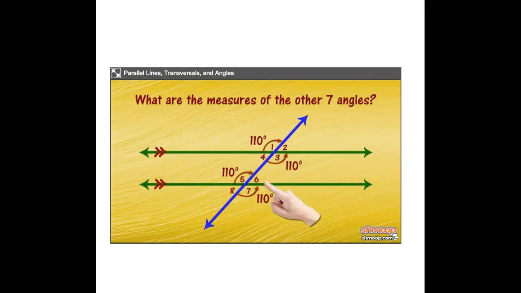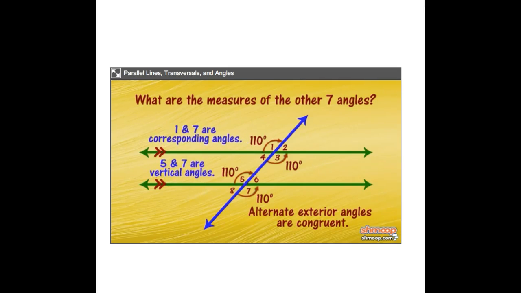So angle 1 and angle 7 are both on the exterior of the parallel lines and alternate sides of the transversal, and they're called alternate exterior angles. Alternate exterior angles are also congruent, and we can check that using vertical angles or corresponding angles. Yep, looks like 110 degrees to us.